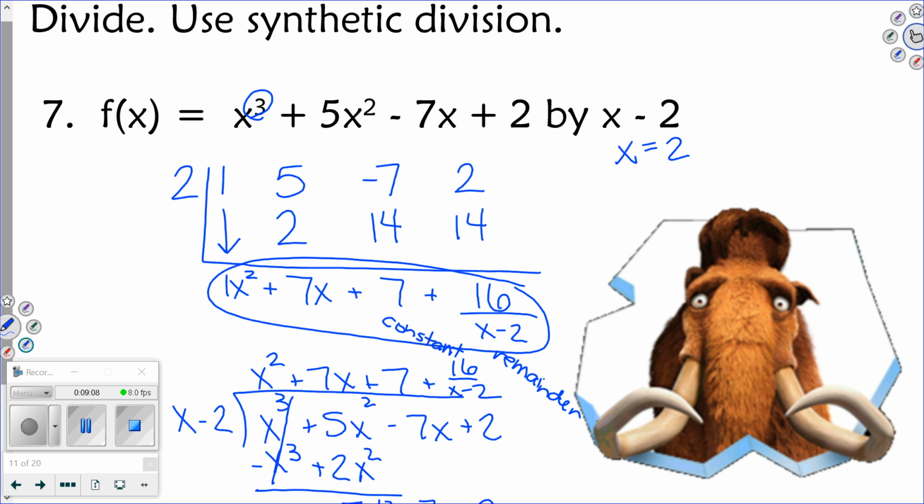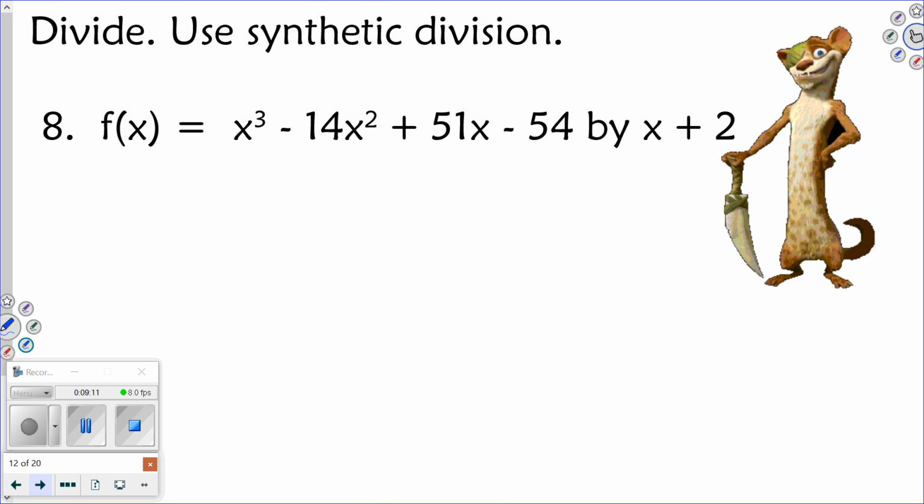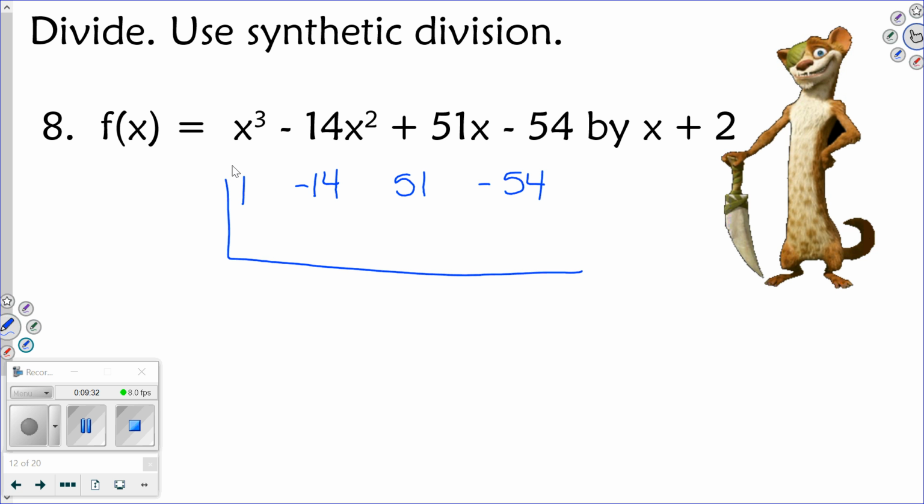Okay? All right, let's try another one. Are there any missing zeros that I need to put in? It goes x cubed, x squared, x to the first, constant. So there's no missing zeros. So we write our coefficients. So 1, negative 14, 51, negative 54. What am I dividing by? Negative 2. Because if I asked you, you would tell me x equals negative 2 if I asked you to solve that. Okay, what do I do with the first number? Drop it down. Will it always be a 1? No, just happens to be in these last two problems it's been a 1.